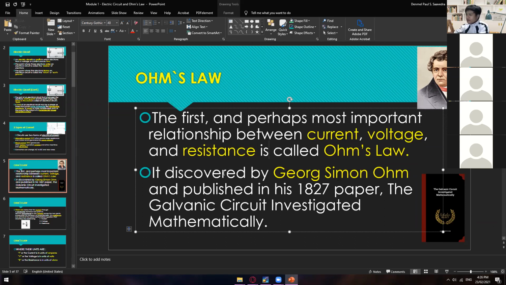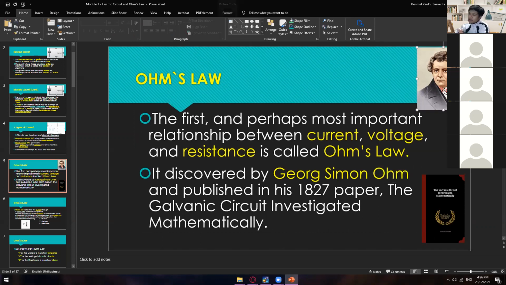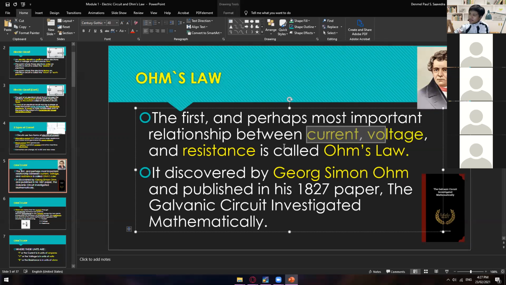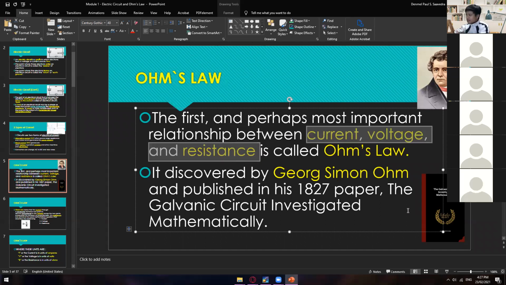It was discovered by George Simon Ohm. As you can see, Ohm came from his last name. So this is Mr. George Simon Ohm. He published a book in the year 1827 called The Galvanic Circuit Investigated Mathematically, in which he discussed the relationship of these three, which is now called Ohm's law. All right, so that's the short history when it comes to Ohm's law.